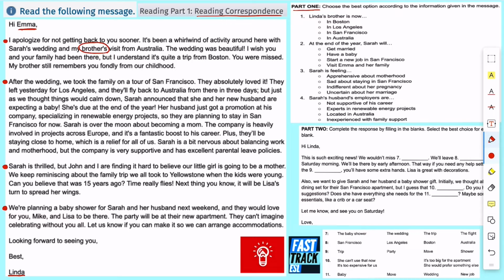If you read the second paragraph, it says, "After the wedding, we took the family on a tour of San Francisco."